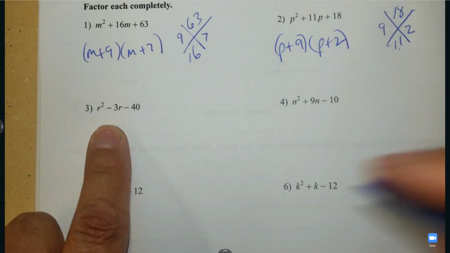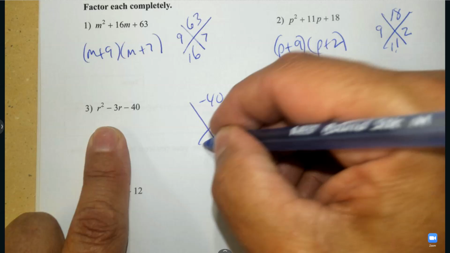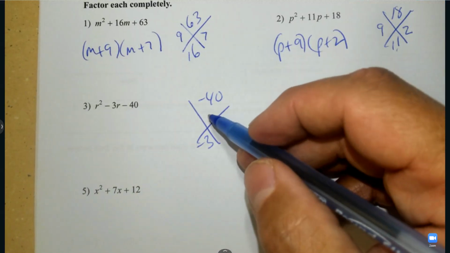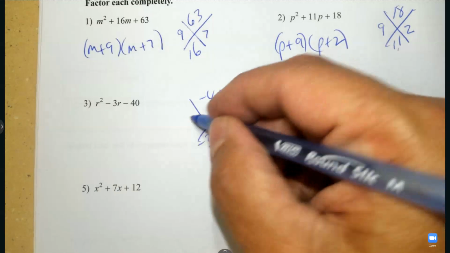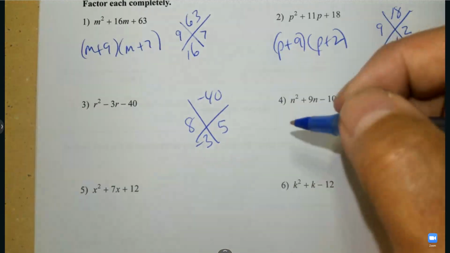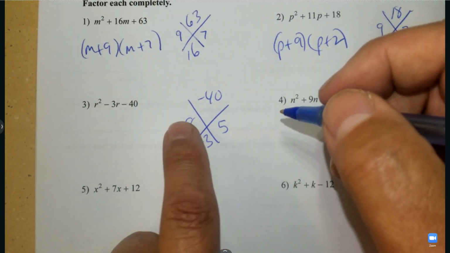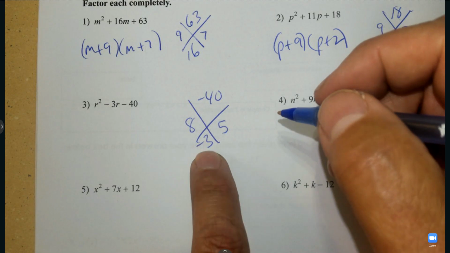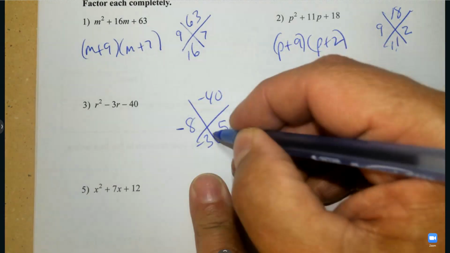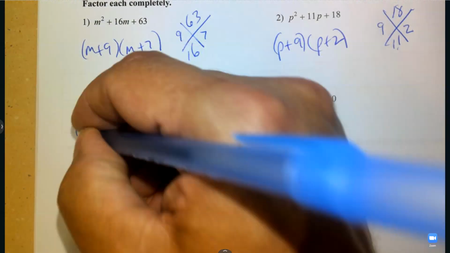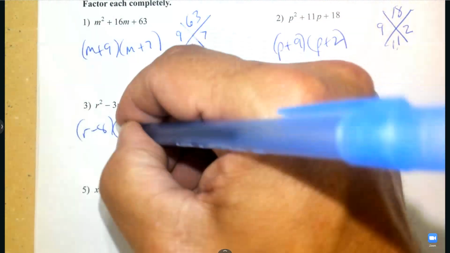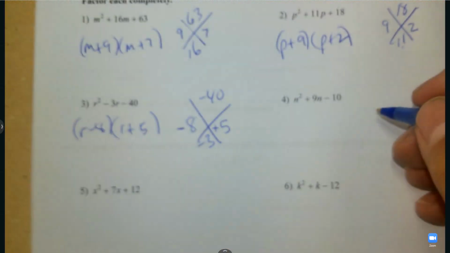Again, extra practice here. Negative 40 and negative 3. Because 40 is negative, we're subtracting. So two numbers that multiply to 40 and subtract to 3. So 8 times 5, that subtracts to 3. The bottom number is negative, so the bigger number is negative, the smaller number is positive. Two parentheses, start with x, so one's minus 8 and one's plus 5.